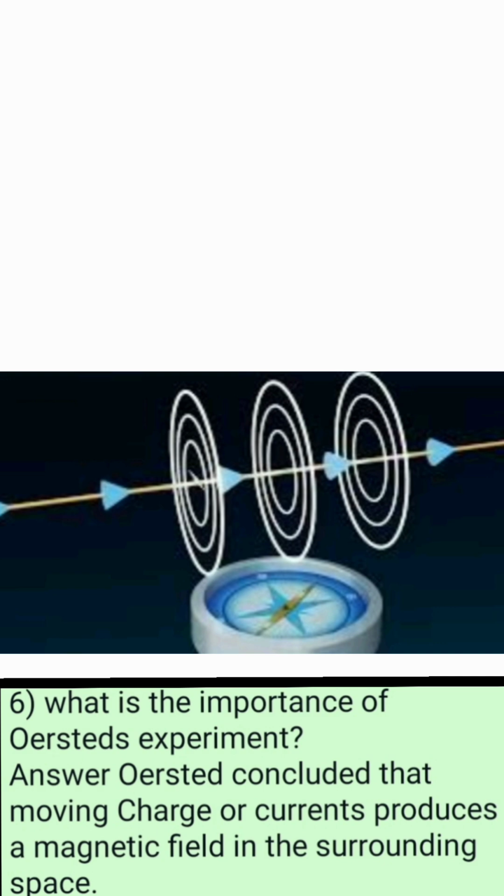6. What is the importance of Oersted's experiment? Answer: Oersted concluded that moving charge or currents produces a magnetic field in the surrounding space.